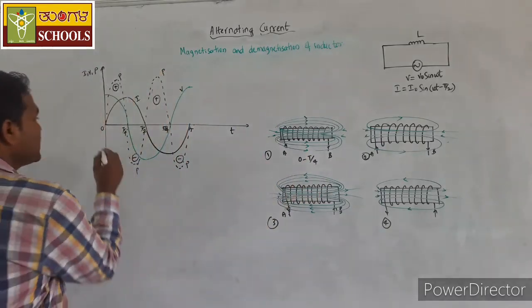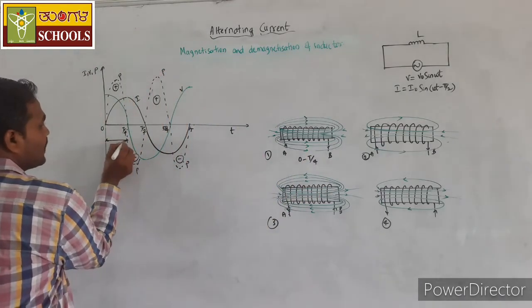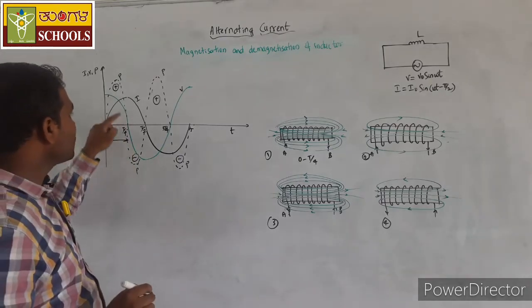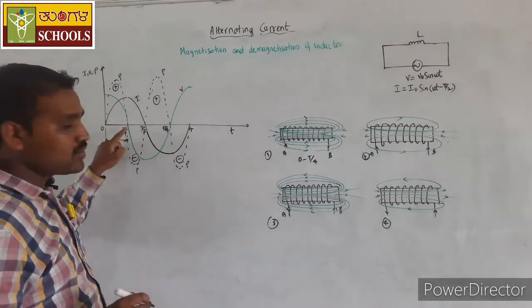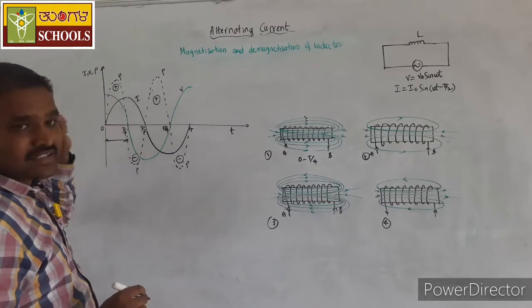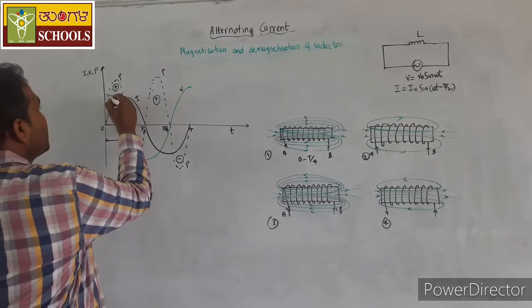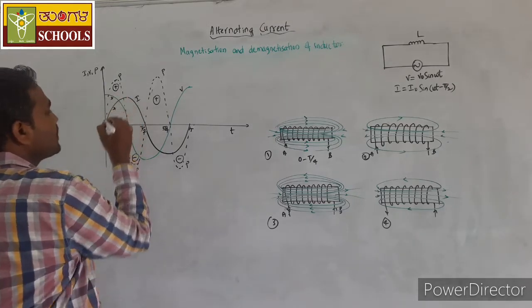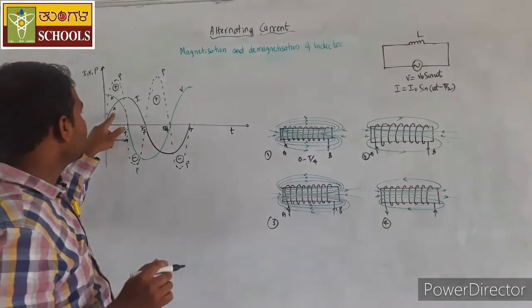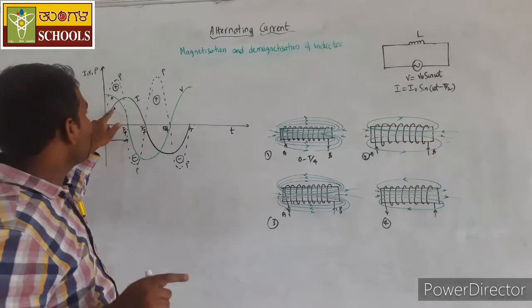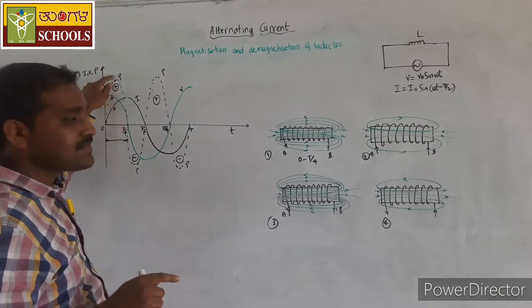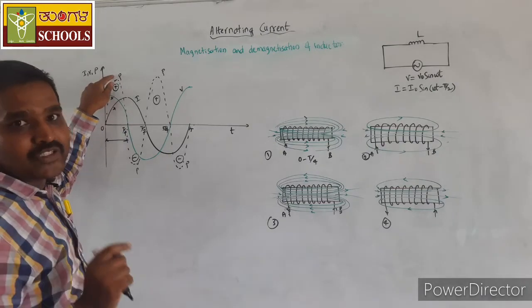So during this part of the cycle, the voltage is reducing as the current increases. But the voltage is positive and the current is also positive. Hence, the product of these two, voltage and current, that is power, is also positive.